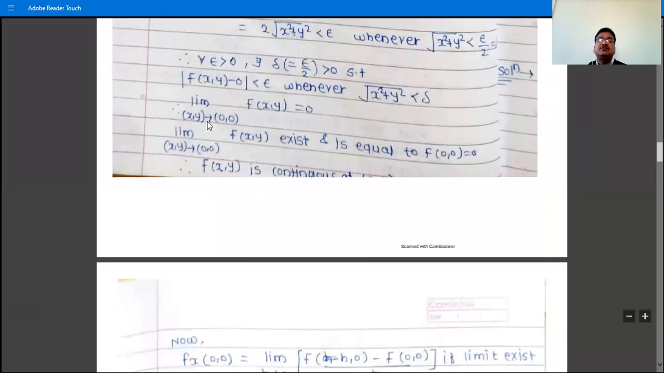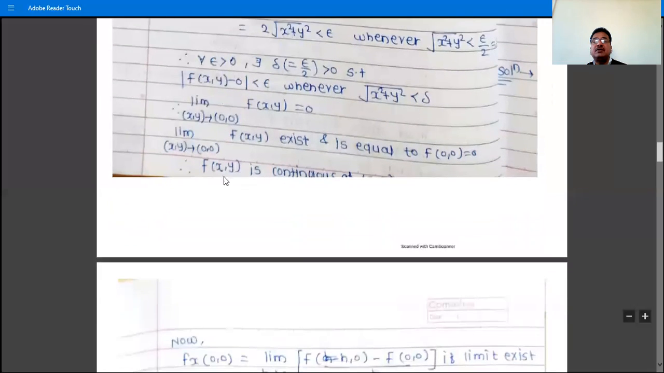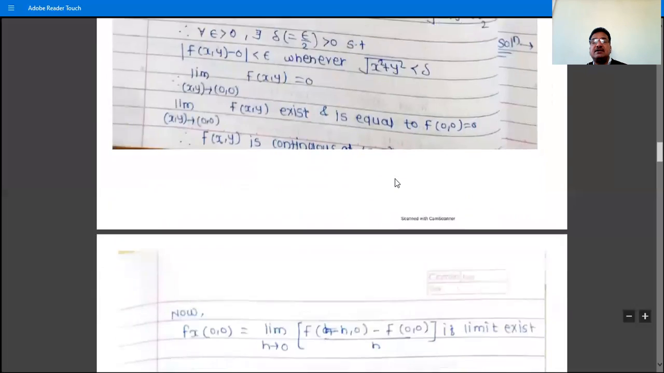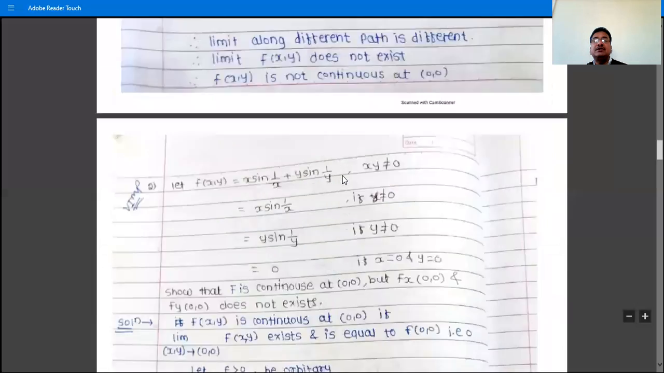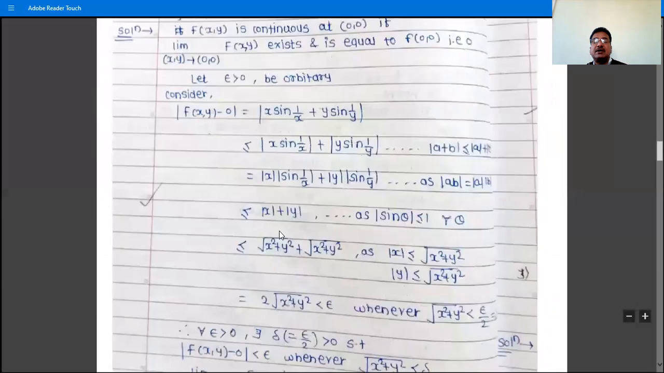And therefore limit (x,y) tends to (0,0) of f(x,y) is 0, and this limit exists and is equal to f(0,0), because the value of f(0,0) is 0. So these two are equal. This limit exists and its value is equal to f(0,0), and therefore f(x,y) is continuous at (0,0). Now we have to show that fx(0,0) and fy(0,0) do not exist.